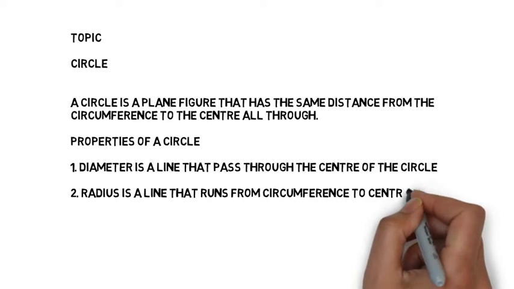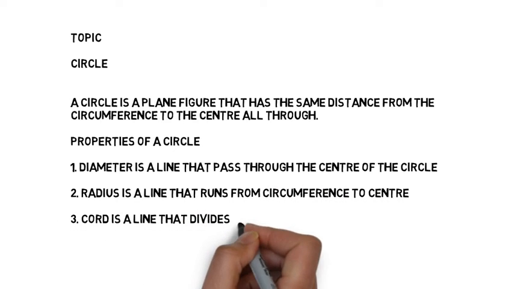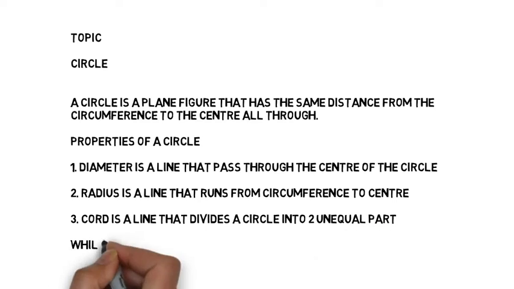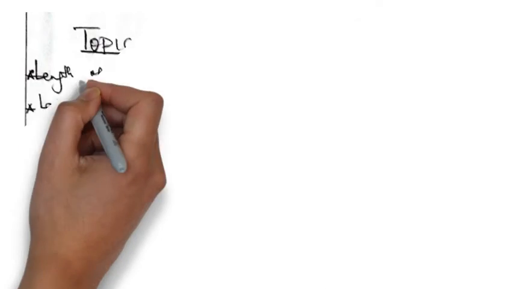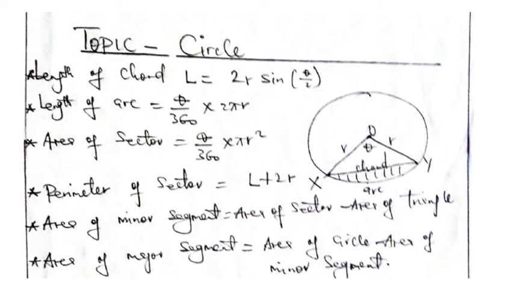Chord. A chord is a line that divides the circle into two unequal parts. While a diameter divides it into two equal parts, a chord divides it into two unequal parts. Length of chord. The length of chord is given as L equals 2R sine (theta over 2). Length of arc. The length of arc is given as theta over 360 times 2 pi r.